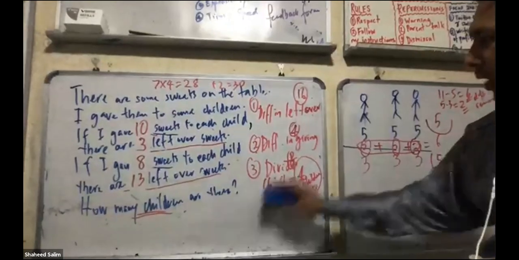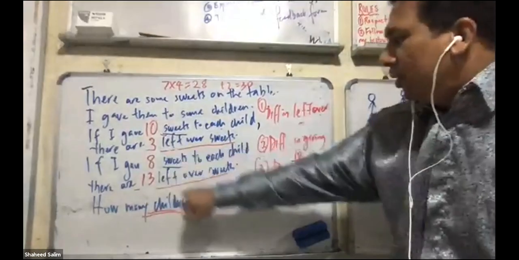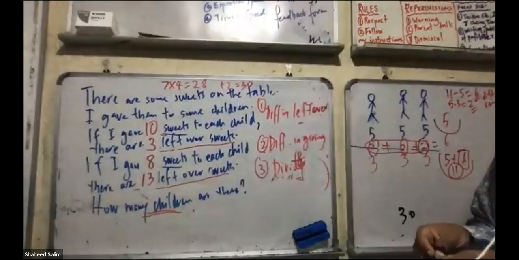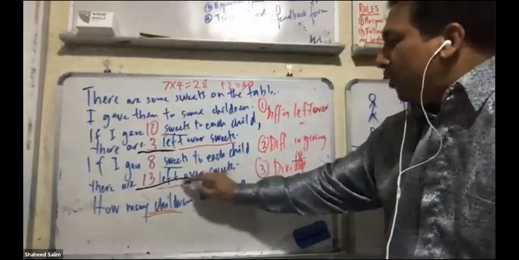For number 2, what is the difference in what? Giving. What's the difference in giving? The difference in giving is 2. The difference in left: you got 3 left, this one got 13 left. What's the difference in left? 10. Answer is 5. 5 children, okay, well done.